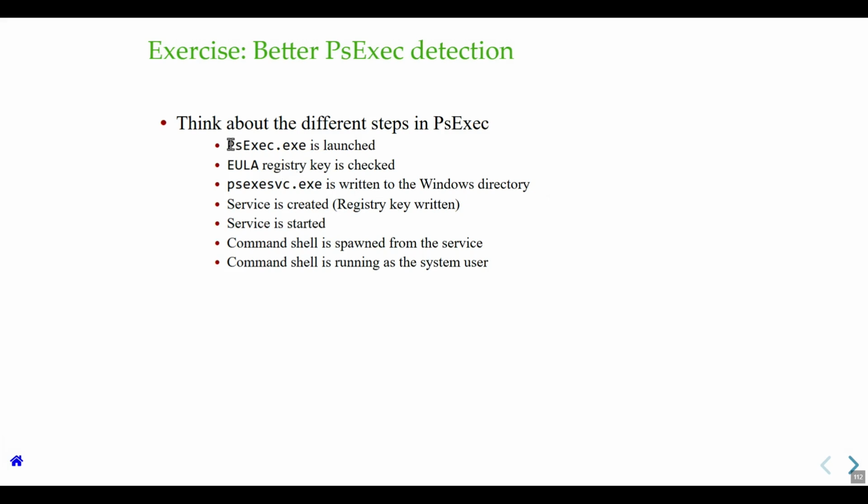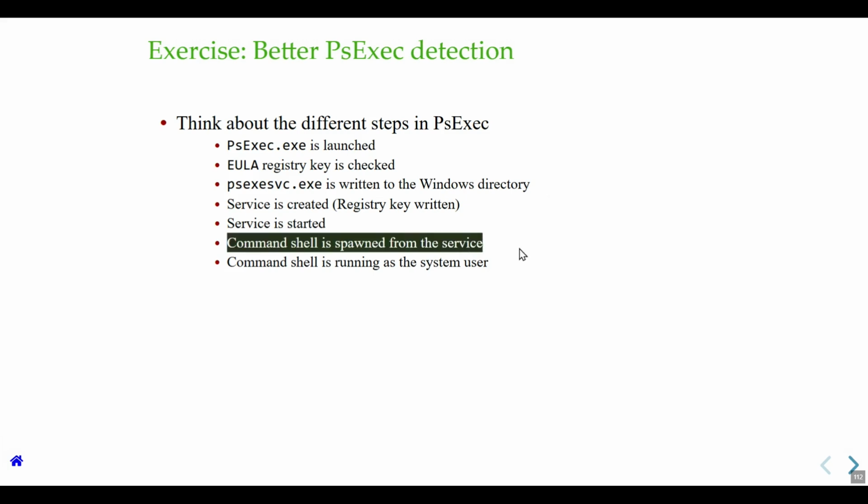We've seen that we have the original tool executed, and that happens on the attacker's machine. So maybe we can detect something about the actual original tool that's launched. We've seen that there is a EULA registry key. Maybe we can use that. We've seen that we created a file into the Windows directory. We've talked about that. A service is created. Maybe we can somehow trigger on that creation. Service starting, we somehow can trigger on that.